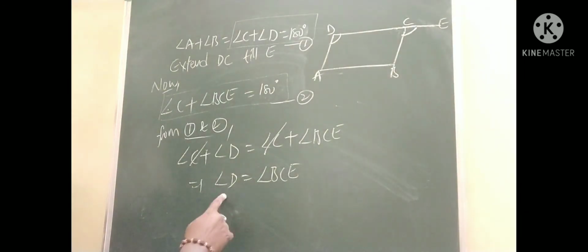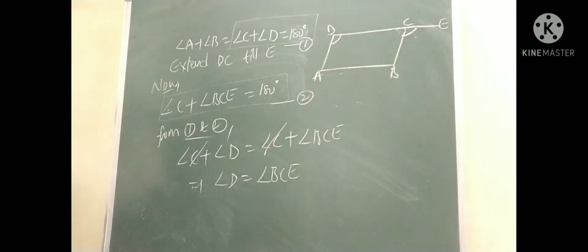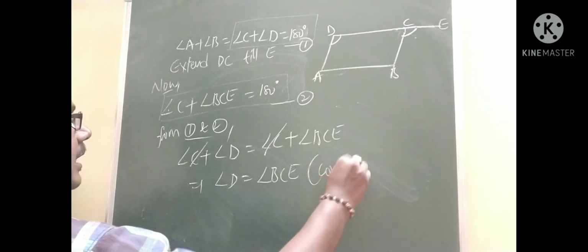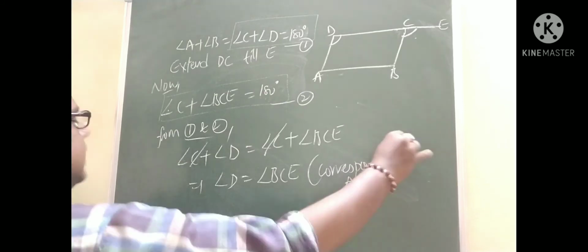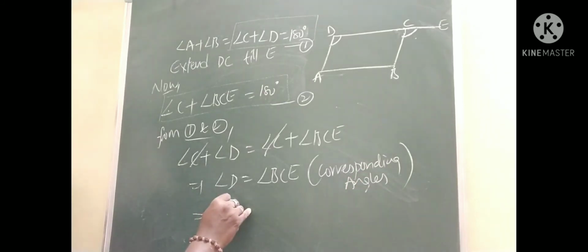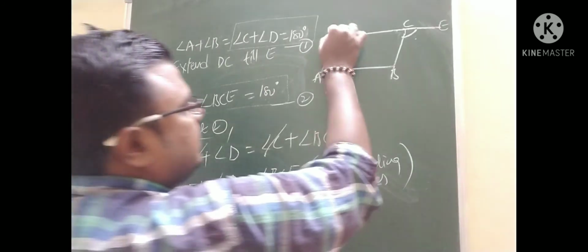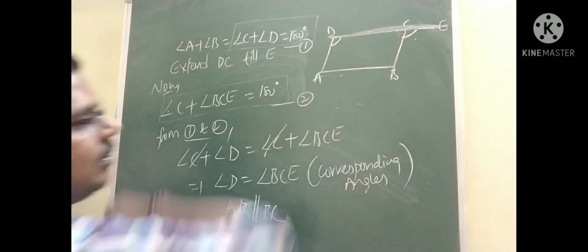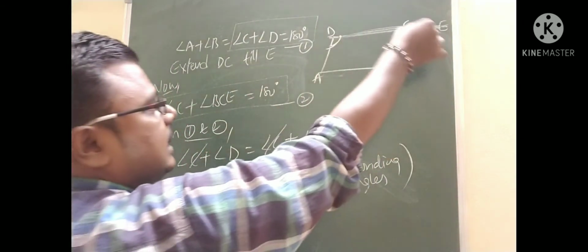So on the same straight line we got these two angles equal. What type of angles are they? They can be considered as corresponding angles, and at the same time AD will be parallel to BC, because this DC line serves as a transversal. That is why you got these two angles equal. Then only you can consider these as corresponding angles.